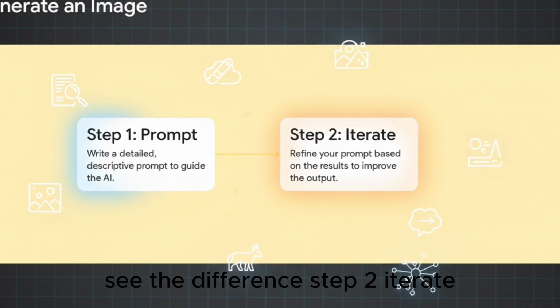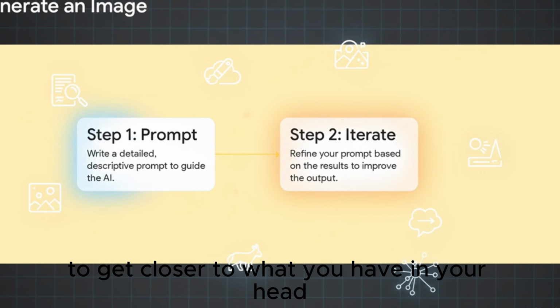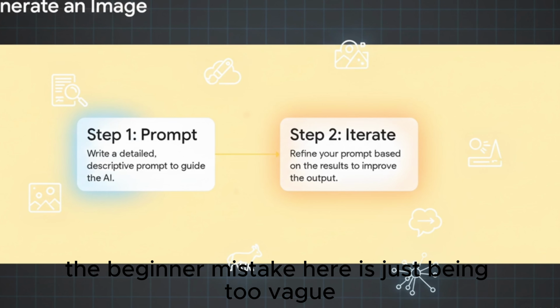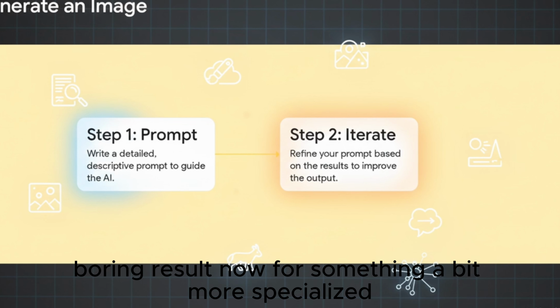See the difference? Step 2, iterate. Look at what it created, and then tweak your prompt to get closer to what you have in your head. The beginner mistake here is just being too vague. A vague prompt will always, always give you a generic, boring result.